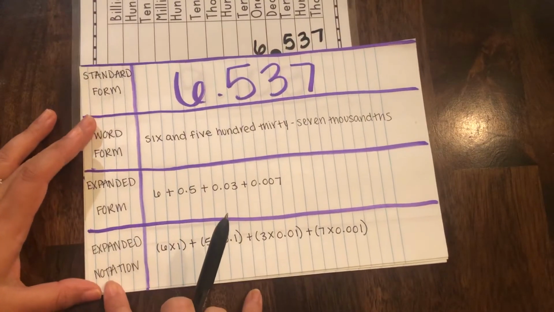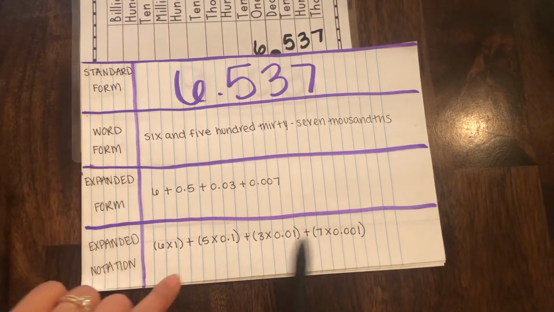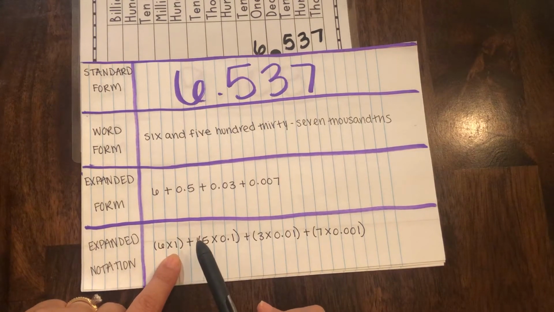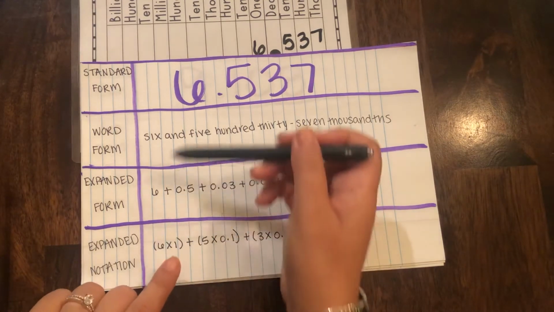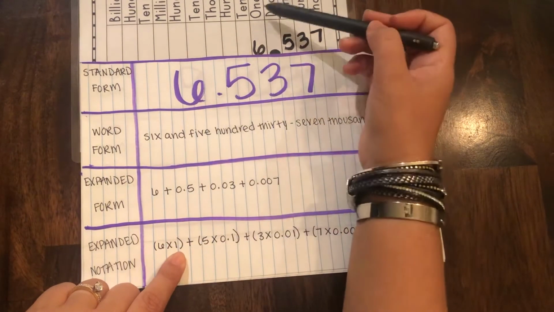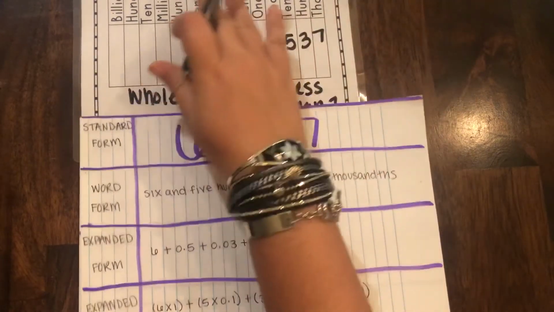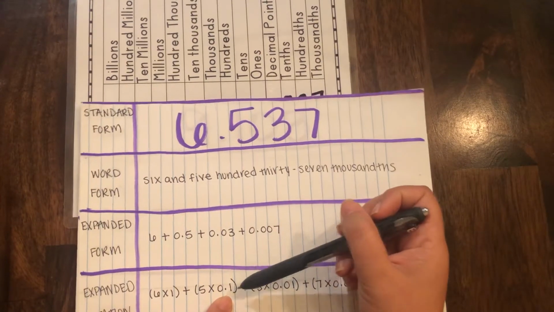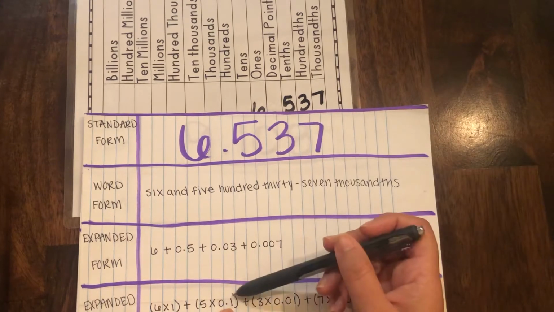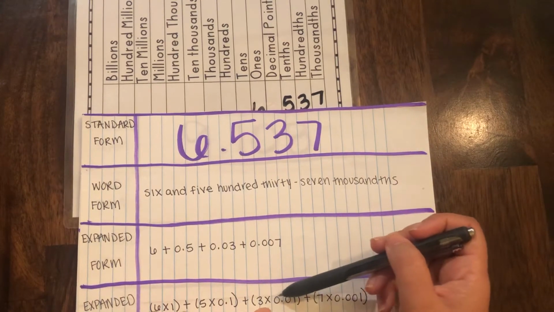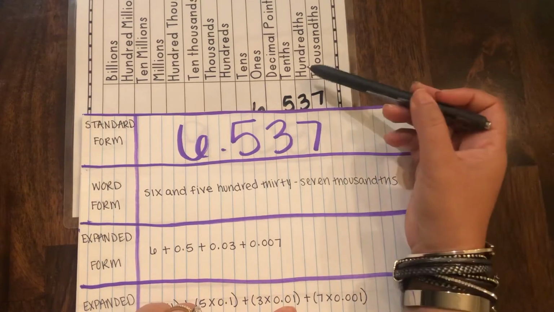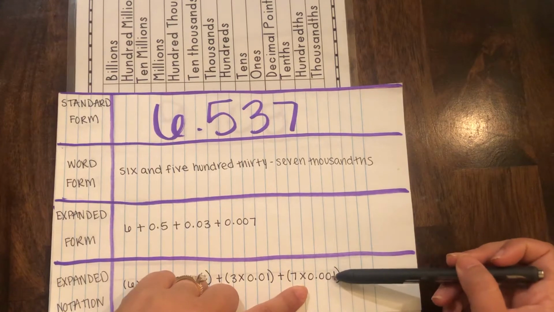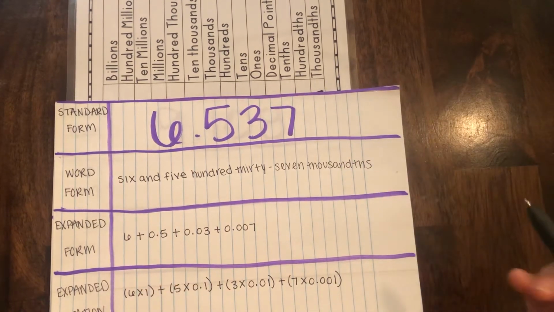And finally, we have expanded notation. So we are multiplying each digit by its place value. So 6 times 1, because it's in the ones place. 5 times 0.1, because it's in the tenths place. Plus 3 times 0.01, because it's in the hundredths place. And finally 7 times 0.001, because it's in the thousandths place. Okay?